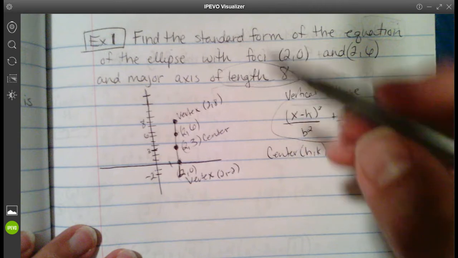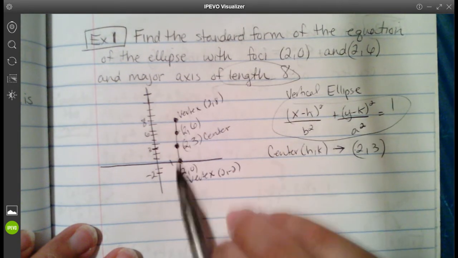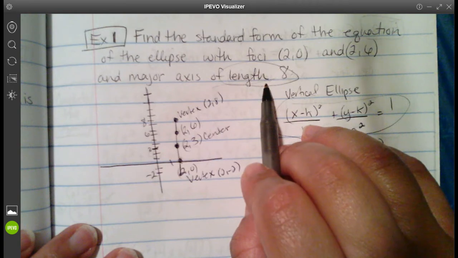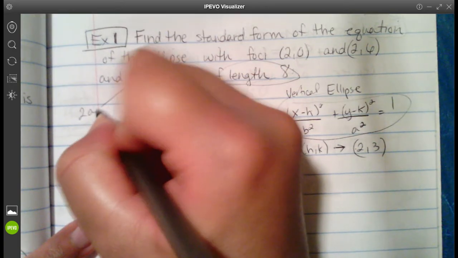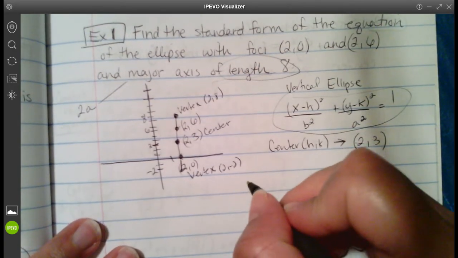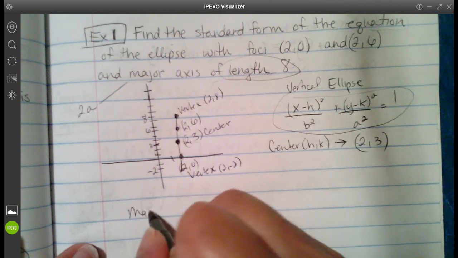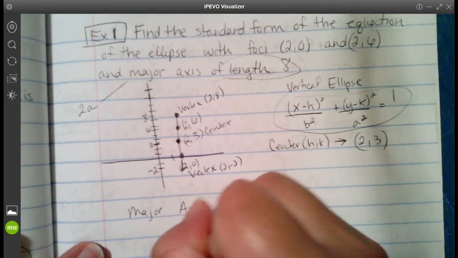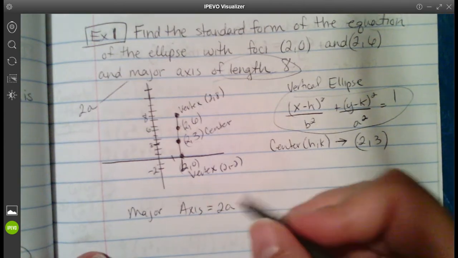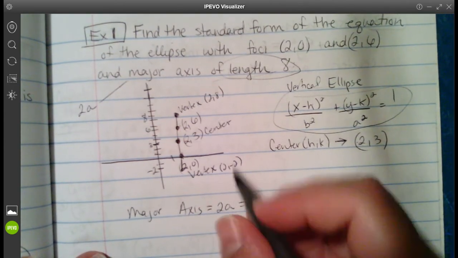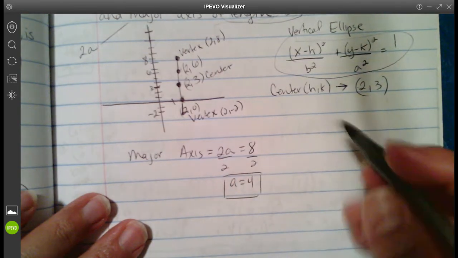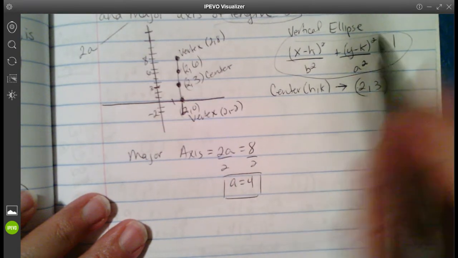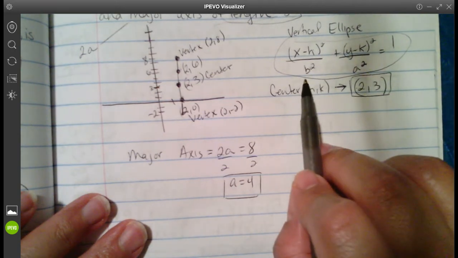I know that my major axis is a total of 8. Remember, the major axis is the distance of 2a. Let me put this down here to make it official. Since my major axis is 2a, which is equal to 8, if I solve this, I get that a is equal to 4. So there's another part that I have. I need a, I need h and k, which I have, and now I'm just going to find b.